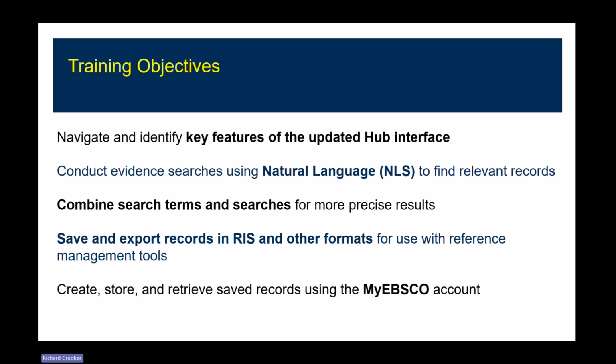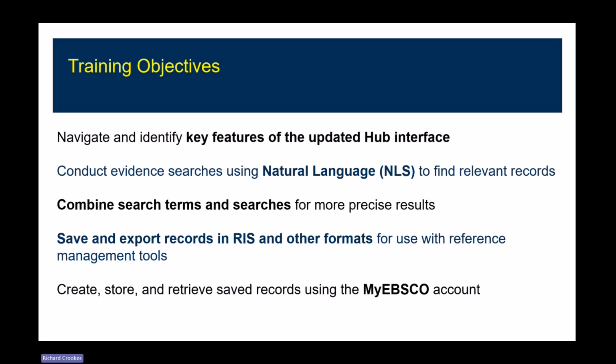You'll be able to conduct evidence searches using the natural language search mode to find relevant records. Also combine search terms and searches for more precise search results. And also you'll better save and export records in RIS and other formats for use with reference management tools like EndNote, RefWorks, and so on. And also you'll better create, store, and retrieve saved records using the MyEBSCO account.